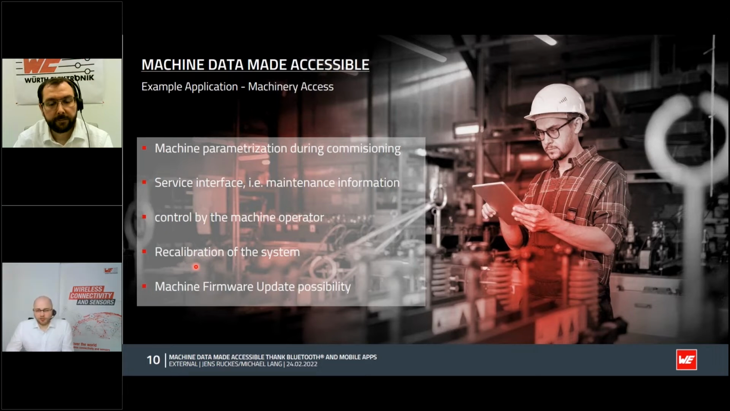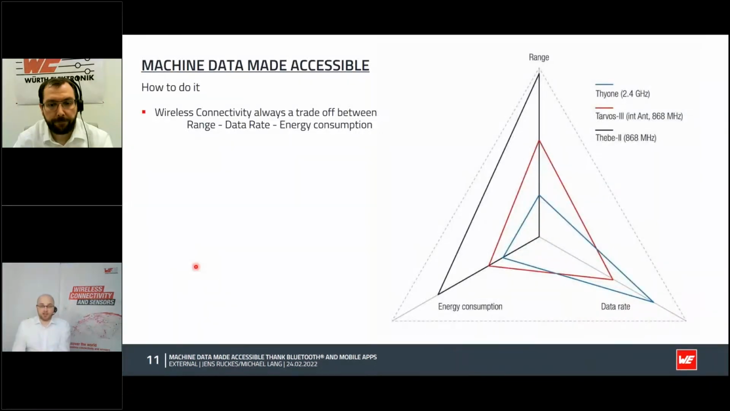In general, you have to consider that every wireless connectivity connection is always a trade-off between range, data rate, and energy consumption. And this is an important point. In German, you would say there is no eierlegende Wollmilchsau. You cannot have everything in one solution. There is always a dependency on the frequency or the wavelength.